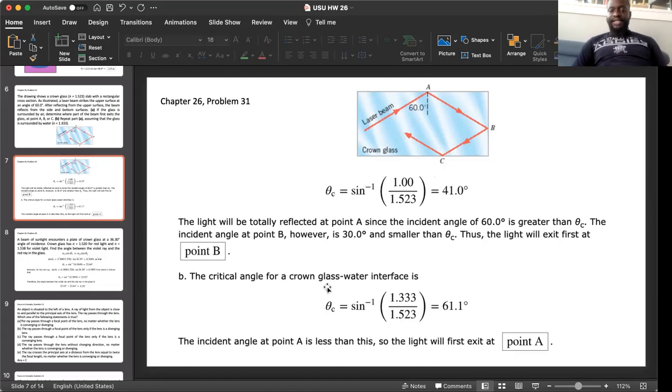Then for the water-glass interface, we calculate our critical angle again using water surrounding glass instead of air surrounding glass. We get a critical angle greater than 60 degrees. Since 61 degrees is the critical angle and it is greater than 60 degrees, the light coming from here will pass through A for sure, because it hasn't gotten to the point of total internal reflection yet. It has to get to 61 degrees for you to hit the interface for total internal reflection.